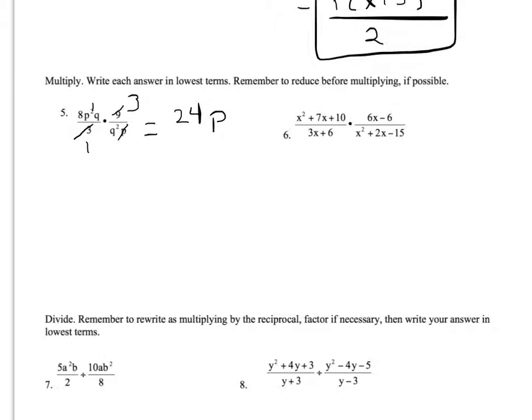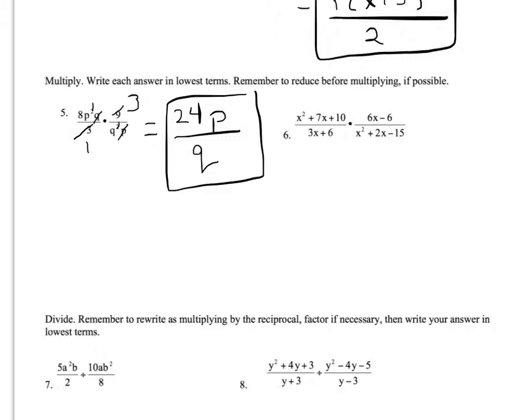But this time I notice I have more q's on bottom than I have on top. So if I reduce down this q with one of these q's, I'm going to end up with 24p divided by q as my simplified expression. That's all there is to it. Now when you look at 6, there's a little more involved. We do have numerators and denominators that factor everywhere. So that's what we want to do, is take our time and factor first.